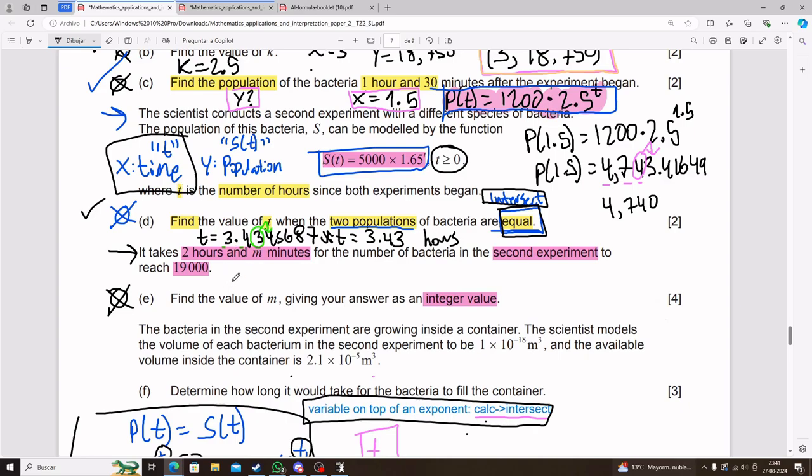Yeah, so once again, they give you a Y of 19,000, see? And the X, they sort of give it to you. They tell you it's 2 hours and something. So you know that X is 2 point something. Okay? So really all you have to do from here is plug in Y equals 19,000, find your X, and figure out how to give your answer as an integer value.